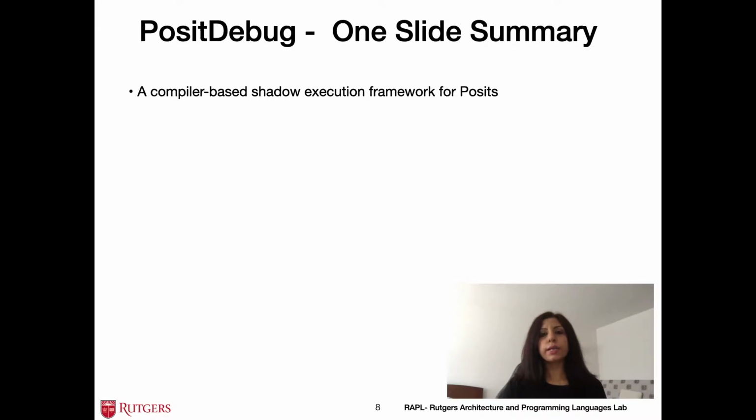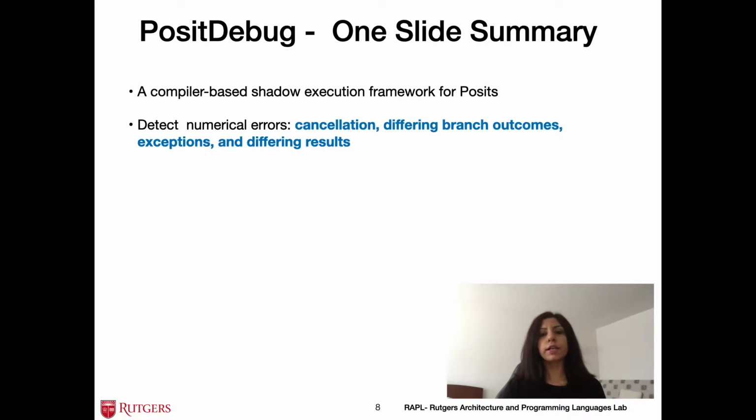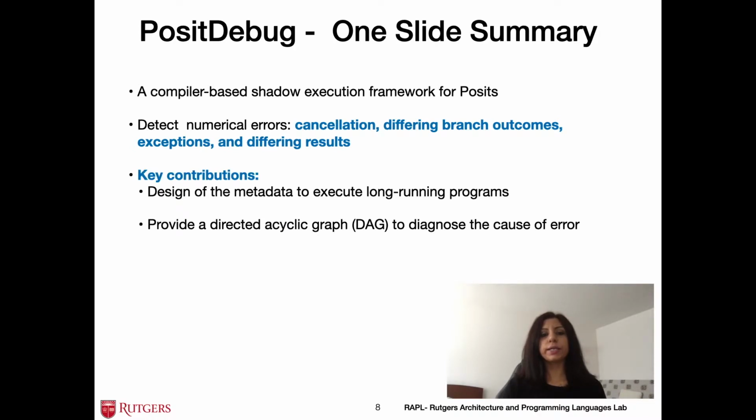PositDebug is a compiler instrumentation framework that performs shadow execution with reals to detect numerical errors in posit applications. PositDebug can detect all numerical errors, including cancellation and branch flips, which you might have seen with floating point, and some more which are amplified by posits. Our goal was to run PositDebug with long-running applications efficiently. The idea behind PositDebug is to store a constant amount of metadata with each memory location and still provide the directed acyclic graph of instructions for root cause analysis. The smart design of metadata makes PositDebug scalable with long-running applications.